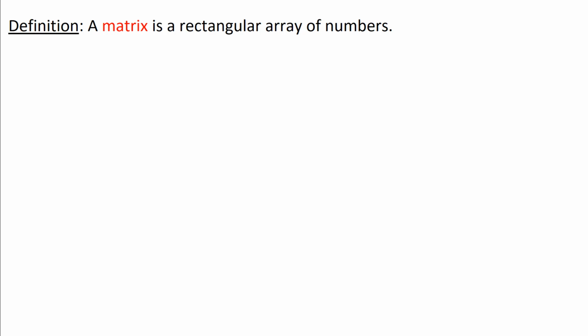Okay, so let's talk about matrices. A definition to start with: a matrix is a rectangular array of numbers. So let's look at an example. Let A, capital A, be equal to the matrix with 2 rows and 3 columns. The first row is 1, 7, and 5, so 3 entries, 3 columns. And the second row is square root of 2, 0, and a negative 1.2.